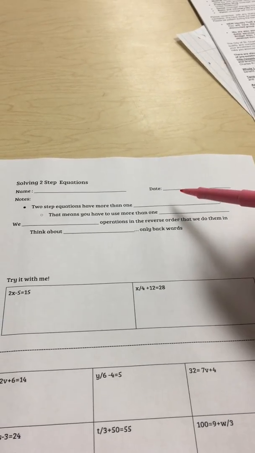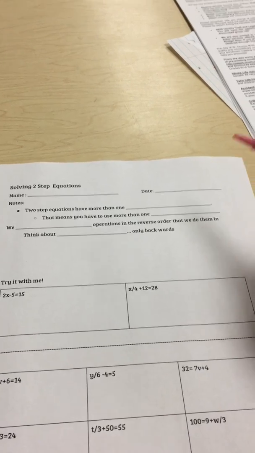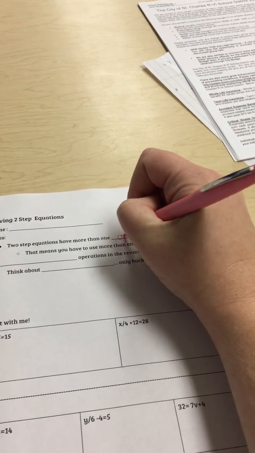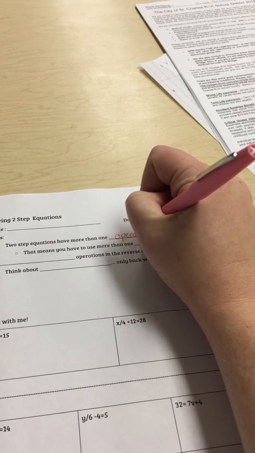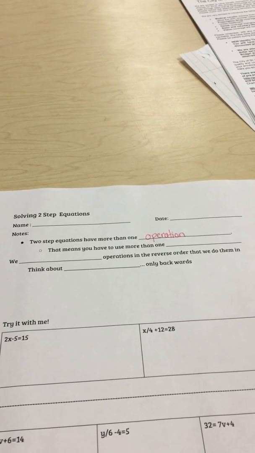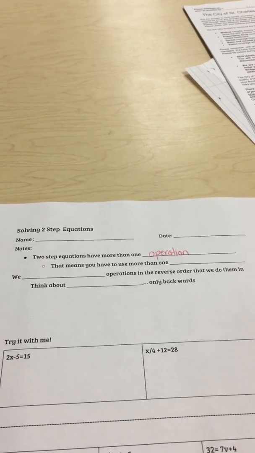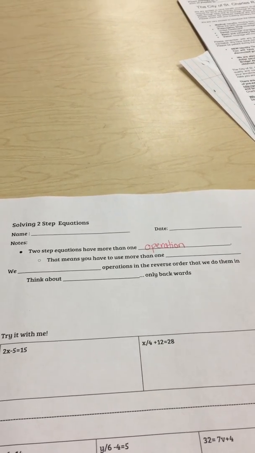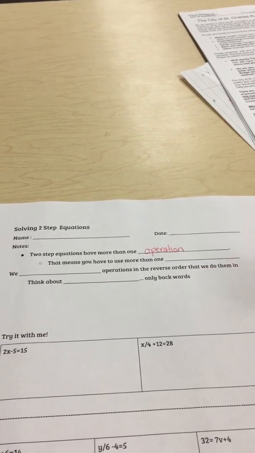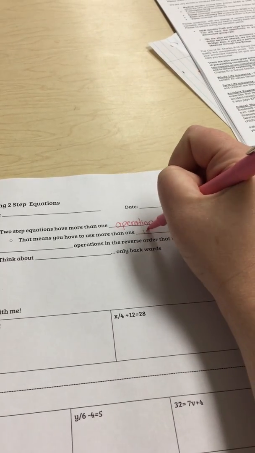All right, two-step equations are exactly what they sound like. They're equations that have more than one step, or two steps. They have more than one operation. Meaning, instead of just saying x plus something, they might say 2x plus something, whereas you have multiplying and adding. So when you have more than one operation, that obviously means to solve it, you'll have to do more than one inverse.